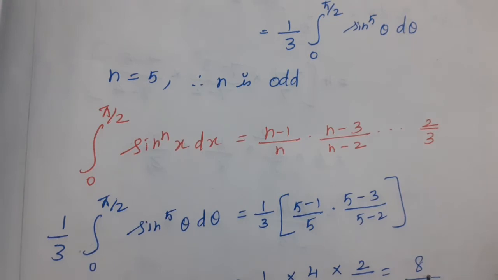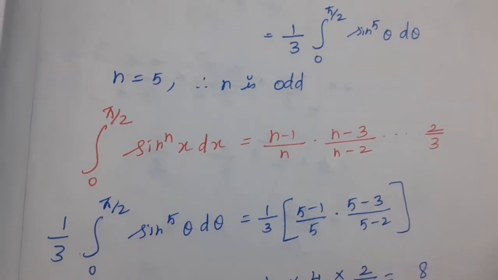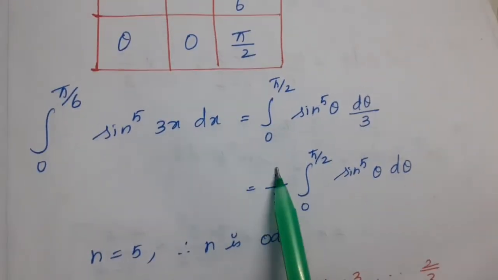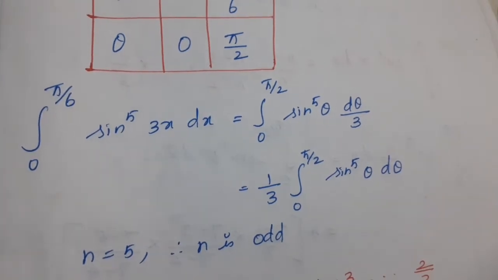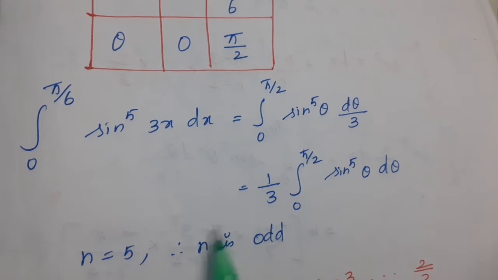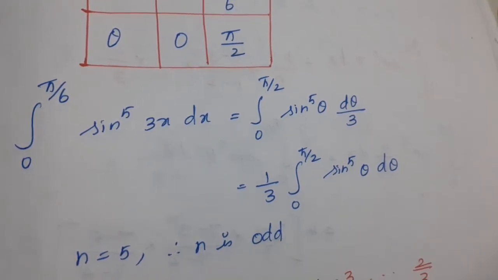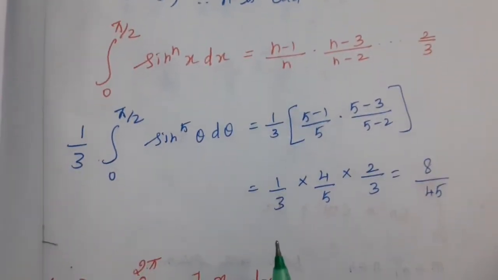After simplification we get what? 8 by 45. 4 2s are 8, 3 5s are 15, 15 into 3 is what? 45. So we want to make the equation sin power n x dx, whether we find n is even or odd. After finding n is even or odd, it depends upon the formula. Using the reduction formula you substitute, you get the result.